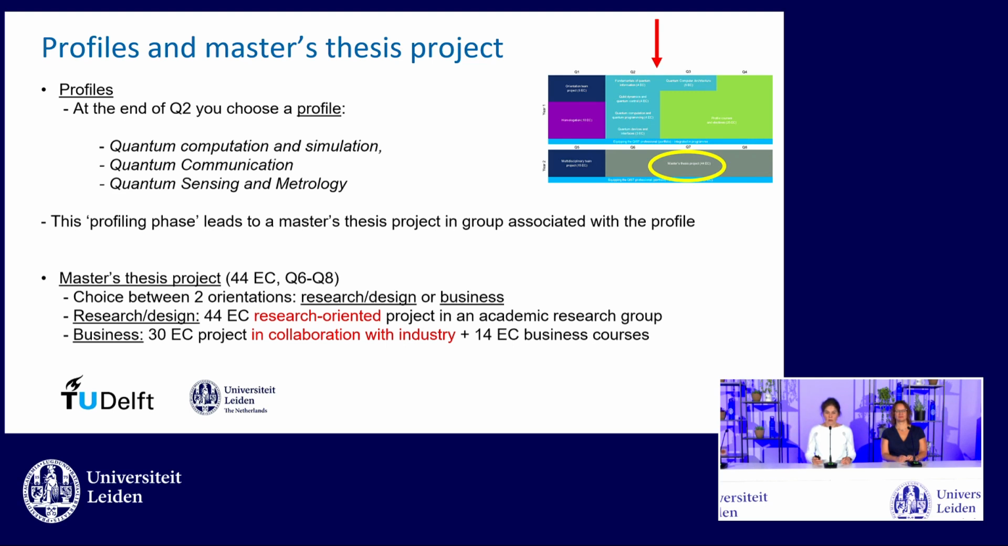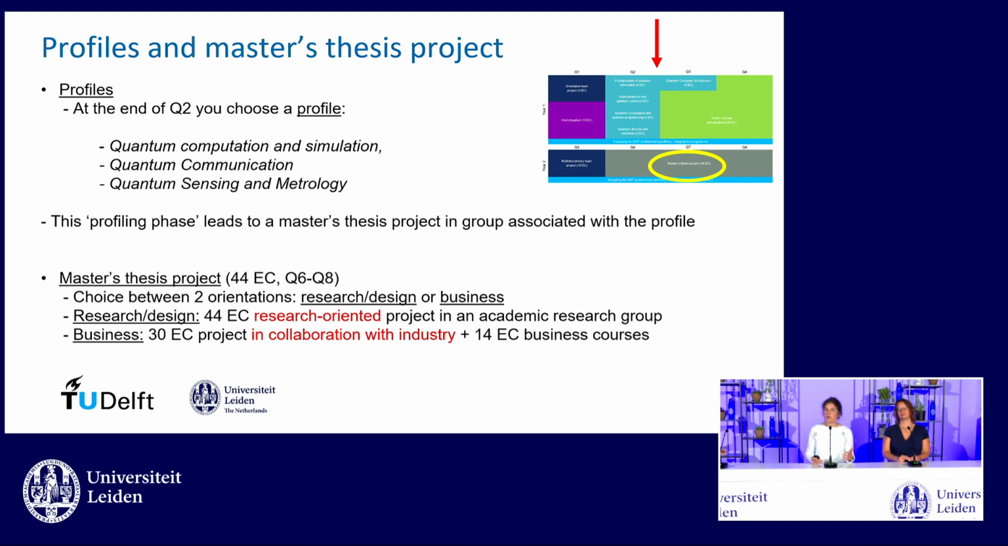Yeah, so the red arrow up there indicates the end of the 2nd quarter, and at that moment in time you choose a profile. And we have a choice of 3 profiles, and they are inspired by the 3 application areas of quantum technology. So one application area is in computing, quantum computing and simulation. Another application area of quantum technology is more communication, networks, quantum internet. And a third area of specialization, application, could be sensing and metrology, developing quantum sensors that are super sensitive and can measure in a much more accurate way than classical sensors can.